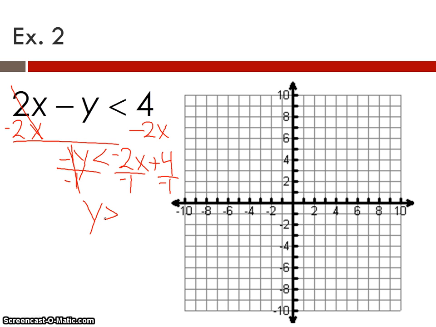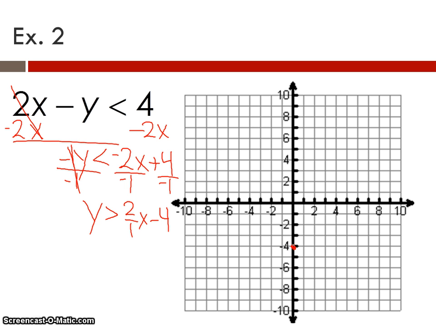Then negative 2 divided by negative 1, I want to keep that as a fraction and not just change that to 2 because it is my slope. So I'm going to keep that as 2 over 1x. And then negative 4 divided by negative 1 is... 4 divided by negative 1 is negative 4. So now I'm ready to graph. I'm going to go ahead and plot my point at -4 on my y-axis because that's my y-intercept.